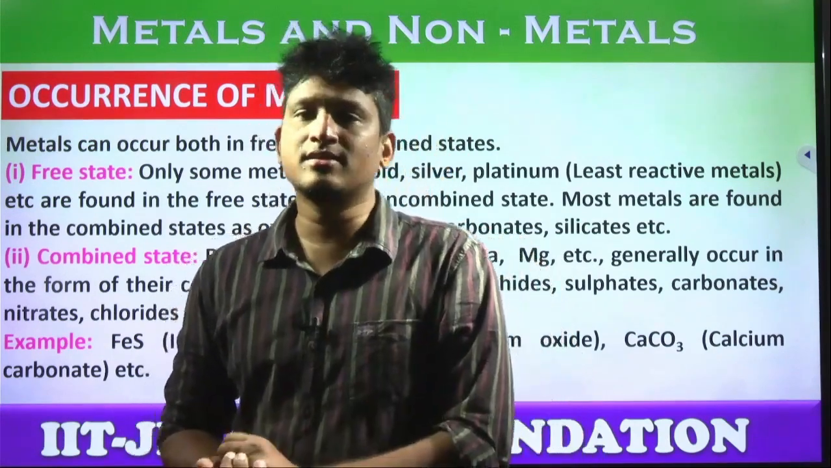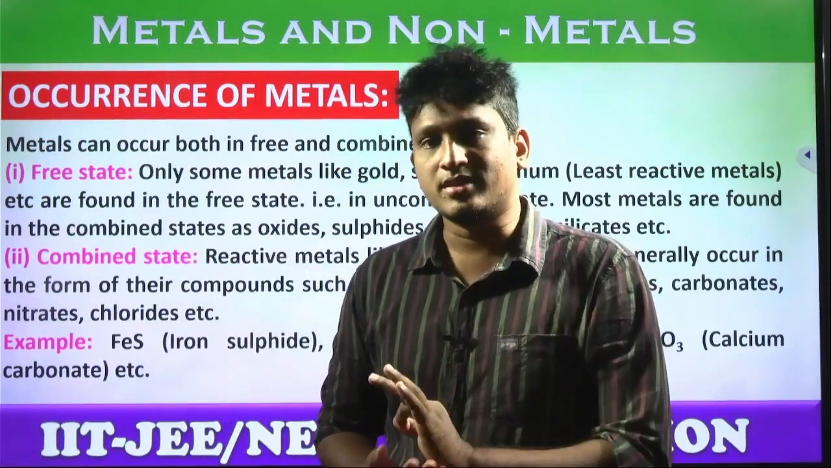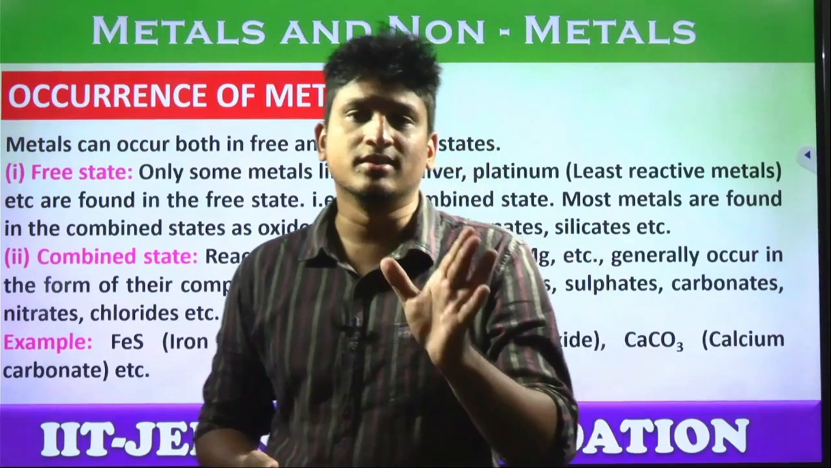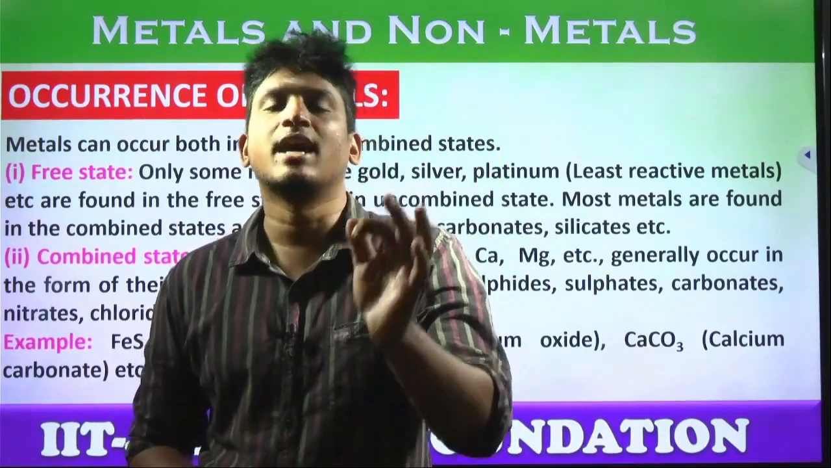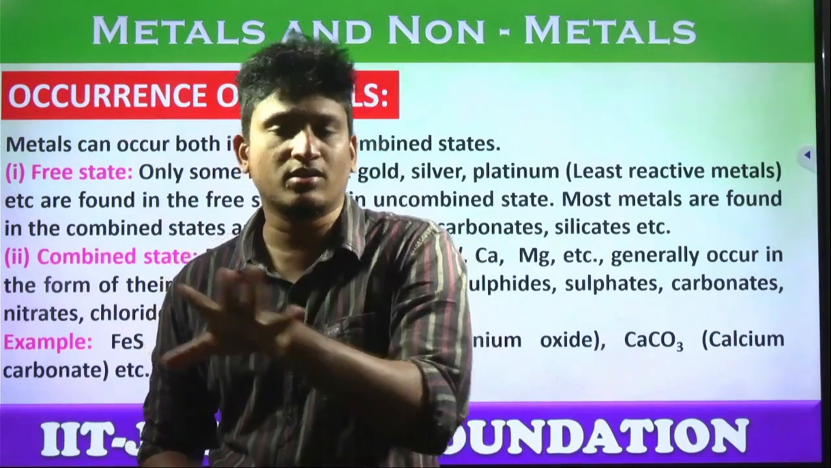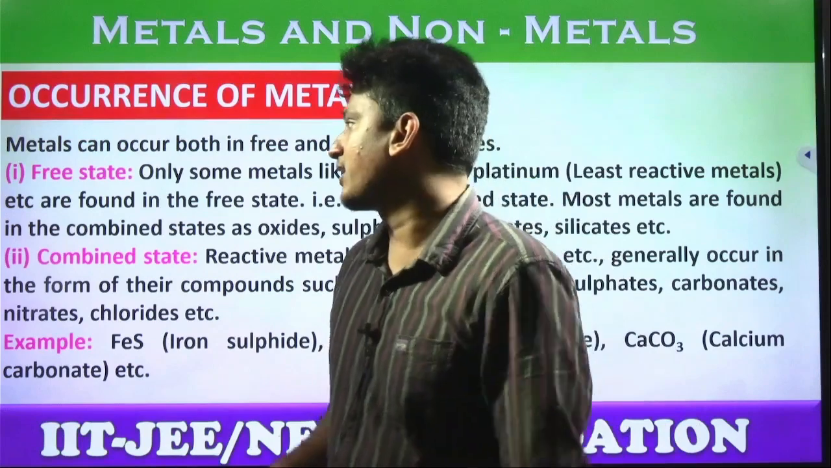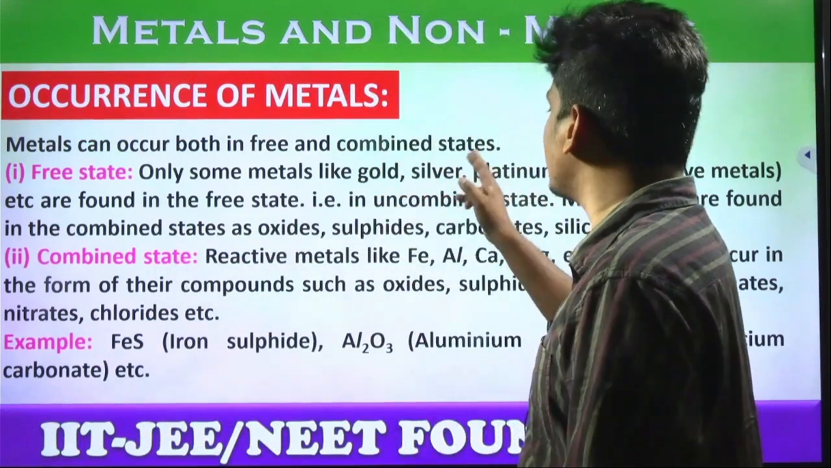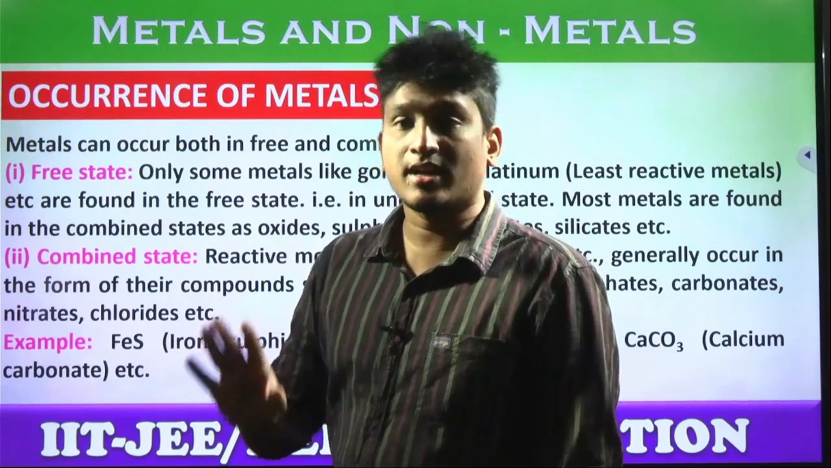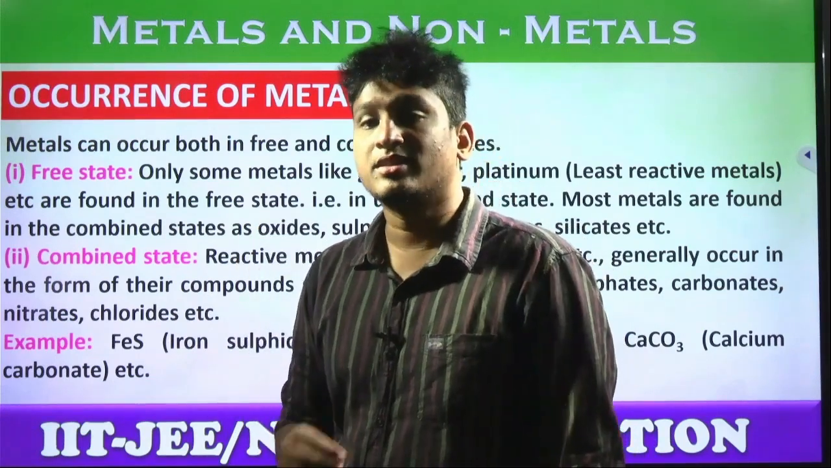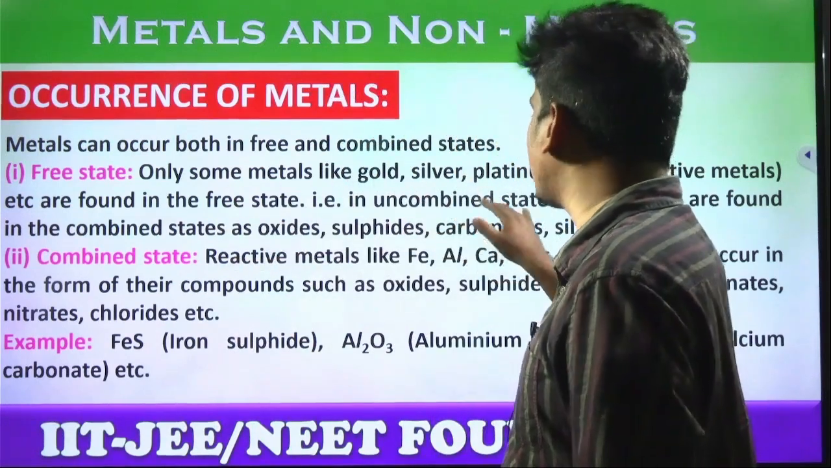Can you guess the answer? Which metals exist in nature in the pure form? Mostly, students, the metals gold and platinum exist in nature in their pure forms. They are not unreactive, not completely, we can't say that. They are least reactive. So only some metals like gold, silver, platinum are the least reactive metals. That doesn't mean they are unreactive. They are reactive, students, but they are least reactive. These are found in the free state, that is, the uncombined state.